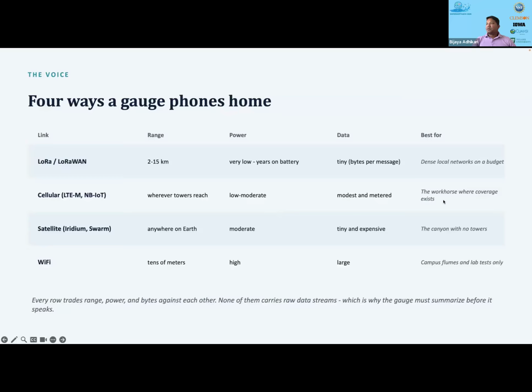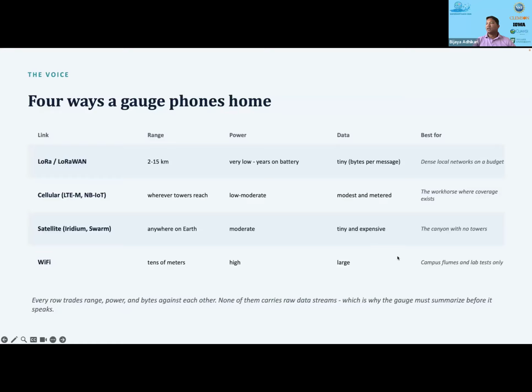So it's best for the workhorse where the coverage exists. If your sensor is in a place that's not too remote, and there is a reliable cell phone tower nearby, you might as well do cellular communication. The satellite range is anywhere on the earth. Power is slightly more than cellular. Data is tiny and smaller, because communicating with a satellite is quite expensive.